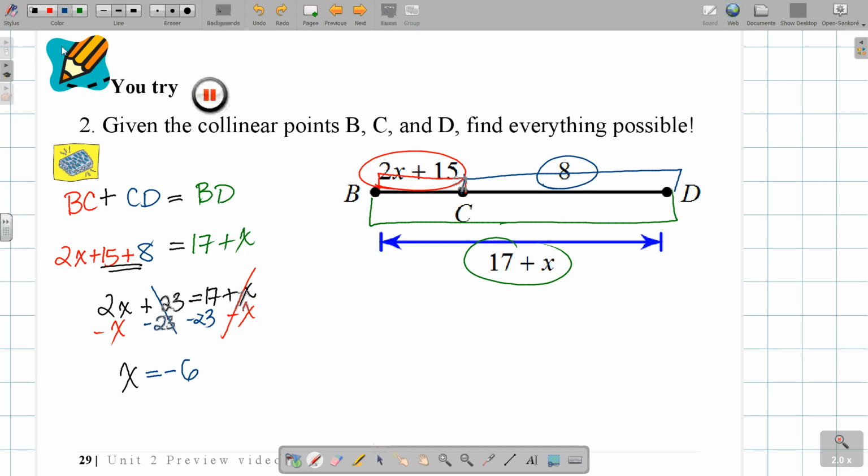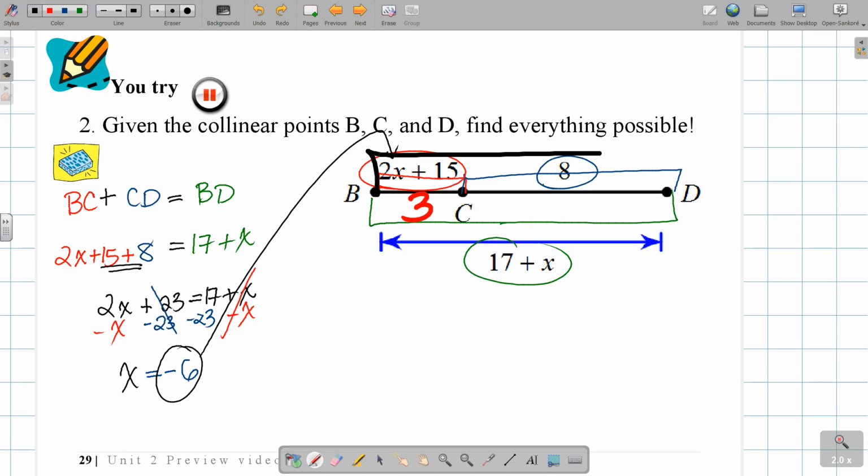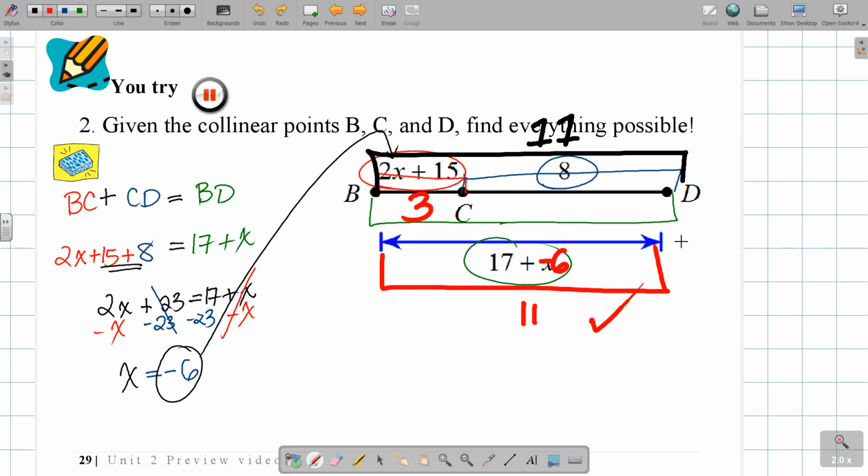Alrighty, so now we take that value of x and we're going to plug it in here, and 2 times negative 6 is negative 12 plus 15, that's 3. That makes this whole side, 8 plus 3, is 11. And then we check down here, if we stick a negative 6 there, this whole thing will also be 11. Check. It always works when you have it correct.